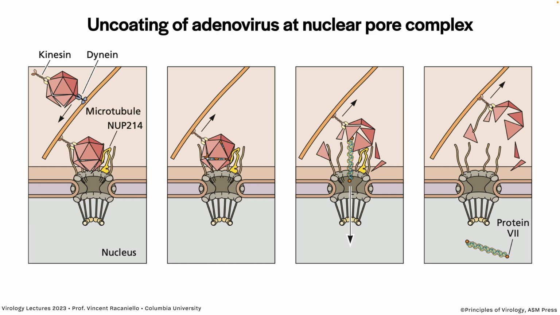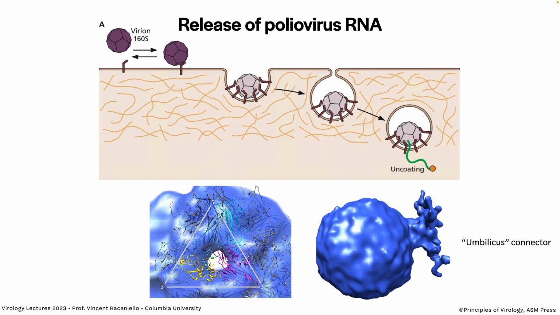And so that's, in fact, this protein 7, which is bound to the viral DNA. Here's what poliovirus does. Poliovirus binds its receptor, and the receptor itself catalyzes a conformational change in the particle and leads to the formation of a pore in the virus particle, which is shown here, at the 5- and the 3-fold axes of symmetry. So it's in this triangle between them.